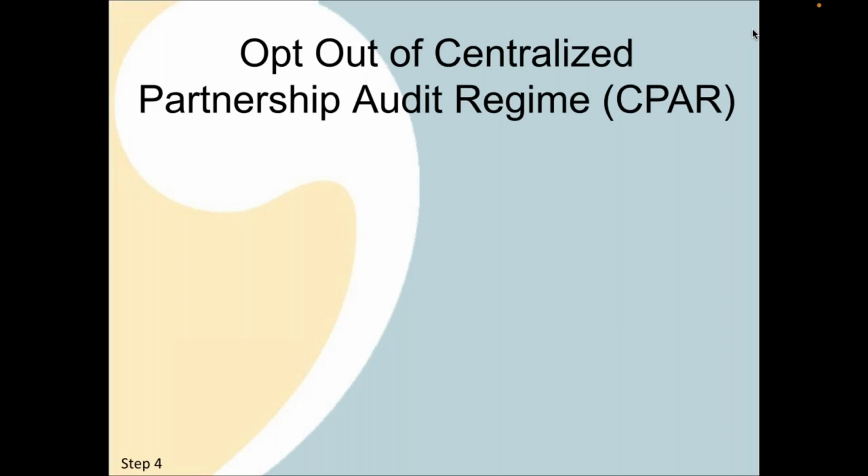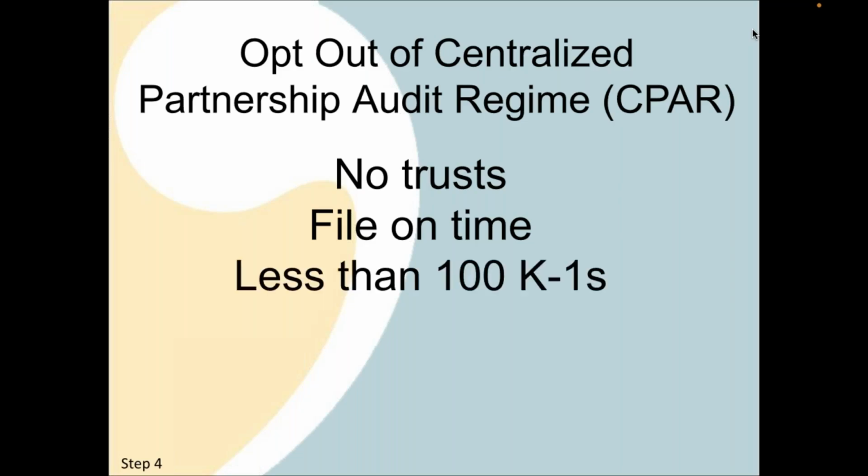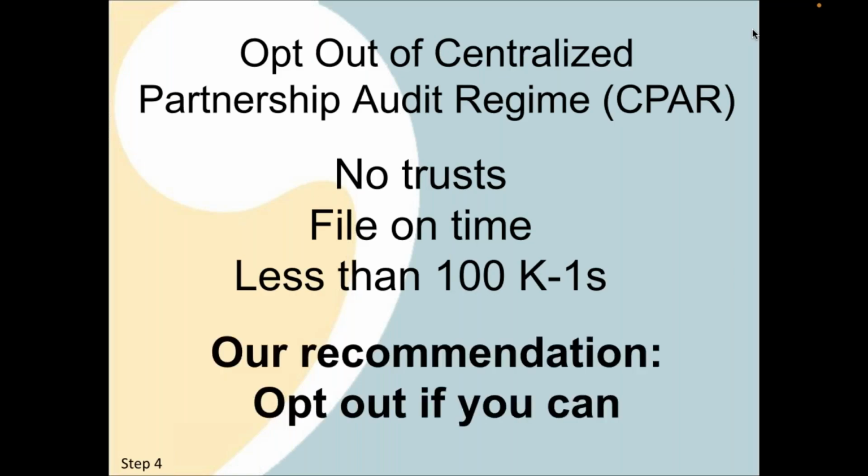If you answer yes to both questions, you may be eligible to opt out of the CPAR audit requirements. CPAR stands for Centralized Partnership Audit Regime. Here are the requirements you'll need to meet to opt out. You can't have any trusts as members of your club. You need to file your tax return and distribute tax documents to your members by March 15th or file a valid extension before then. And your club can only have 100 or fewer K1 forms to distribute this year. We recommend you opt out if you can.